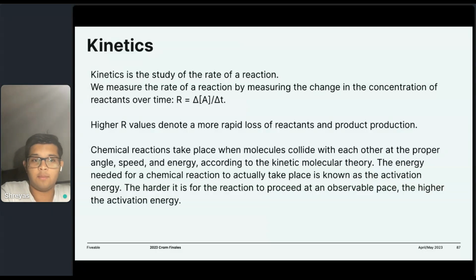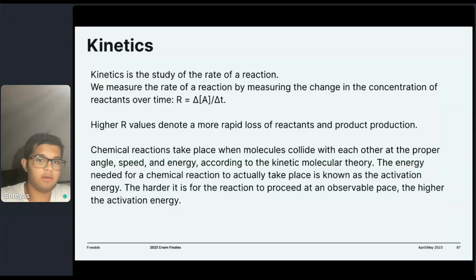When we have higher R values, there's a more rapid loss of reactants and product production. For lower R values, there's a less rapid loss of reactants and product production. That's pretty much it for kinetics.